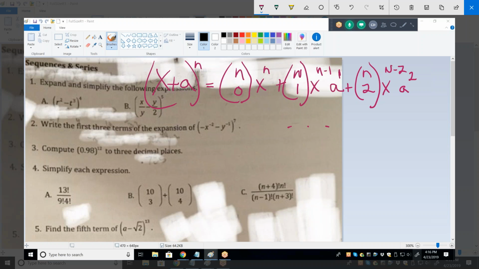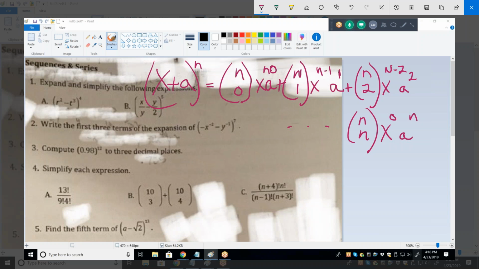Dot, dot, and then eventually dot, and the final term is n choose n times x to the 0 times a to the n. And if I want, I can even put an a to the 0 in that first term. It actually makes more sense if you do it that way. Notice the x term starts at n and counts down by 1 until it gets to 0. The a term starts at 0 and counts up until it gets to n.